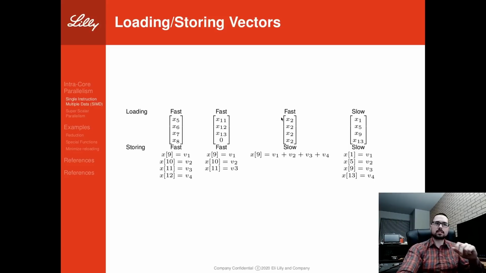Similarly, broadcasting a single number across a register is also fast, but reducing a vector into a scalar, however, is not, and takes multiple instructions to accomplish.